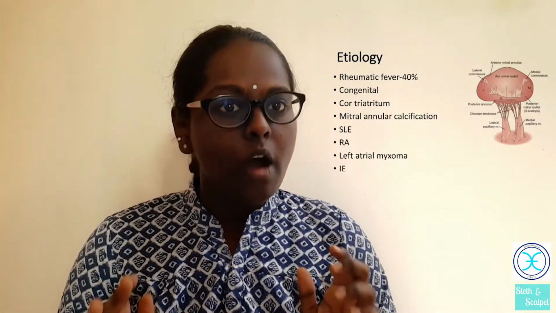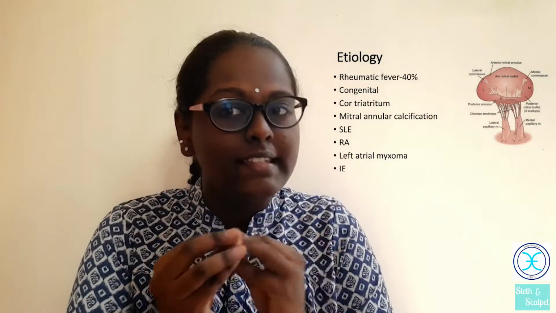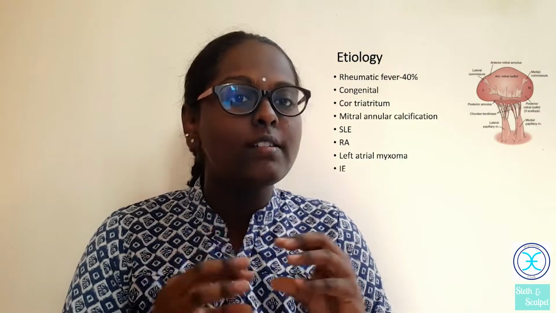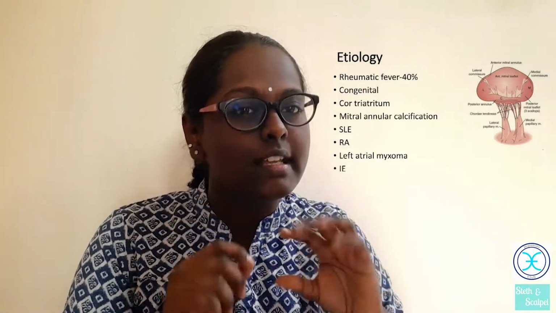Okay, so there are many causes for mitral stenosis. One of the main causes is rheumatic fever. About 40% of the people with rheumatic fever have mitral stenosis. What happens here is there will be fusion of the chordae and fusion of the mitral commissures. There will be thickening of the leaflets, fibrosis, and calcification happening on the leaflets. There will also be increased rigidity in the cusps.